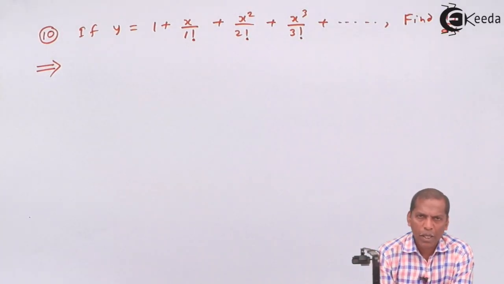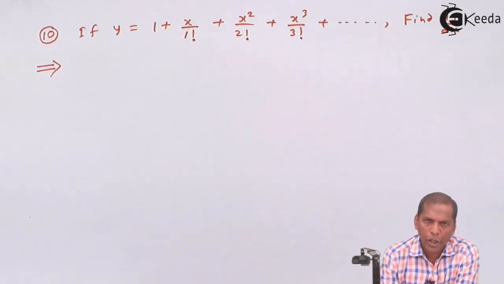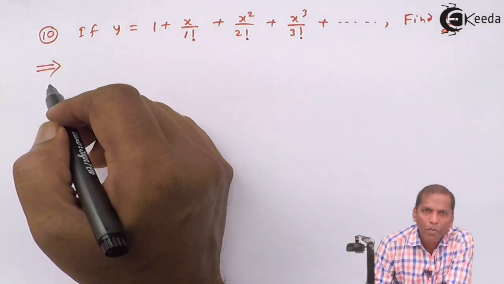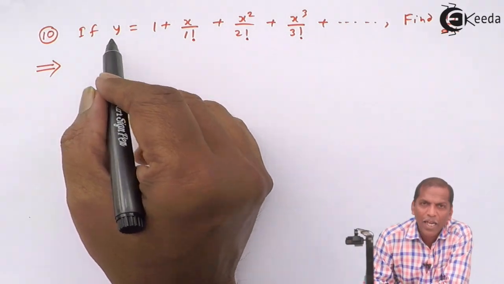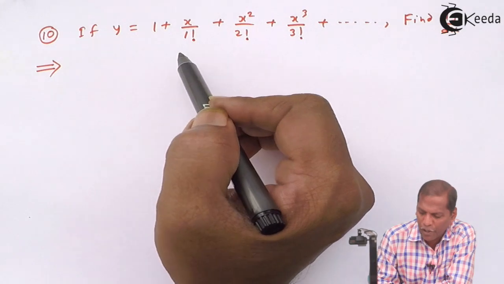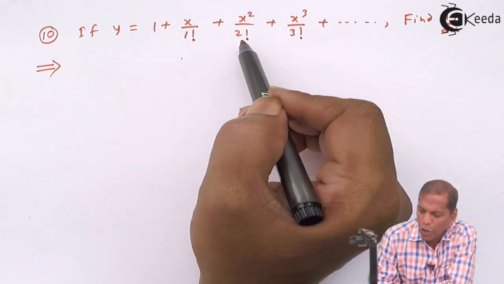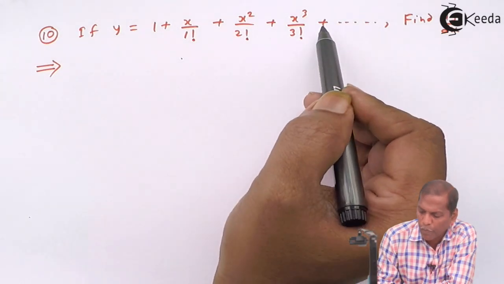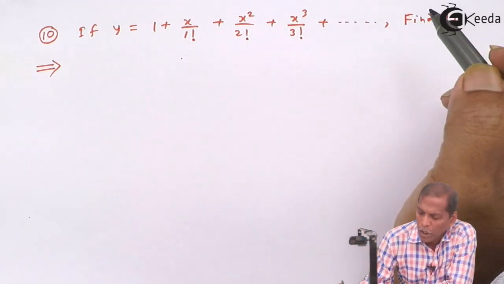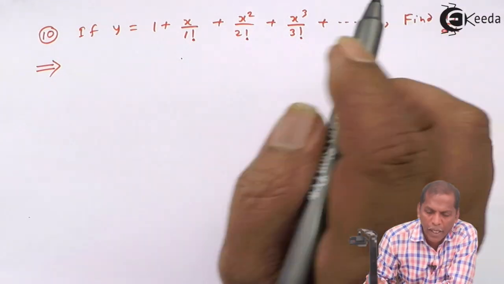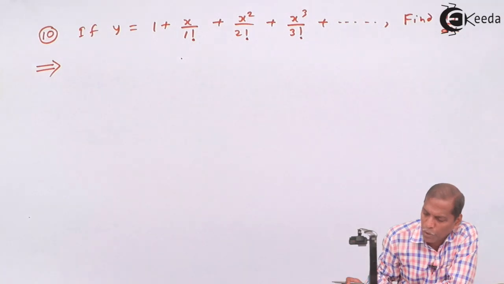Hello friends, now we see problem number 10, which is based on rules of differentiation of the chapter Differentiation. The problem is: if y equals 1 plus x upon 1 factorial plus x square upon 2 factorial plus x cube upon 3 factorial plus and so on, then we have to find dy by dx. Now let's see the solution.